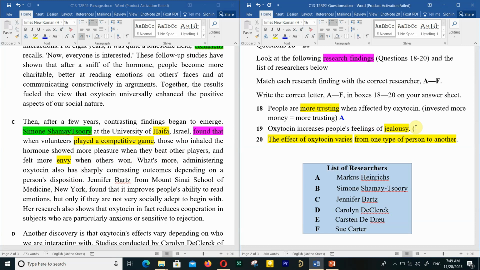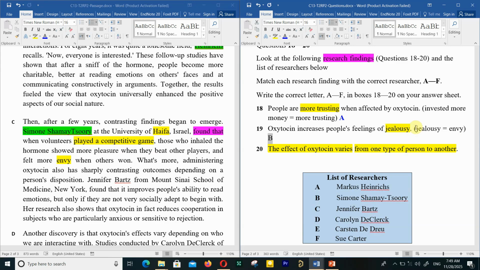And let me just write the paraphrasing. Jealousy means envy, and that helped us to find the answer, which is B in here. Okay.